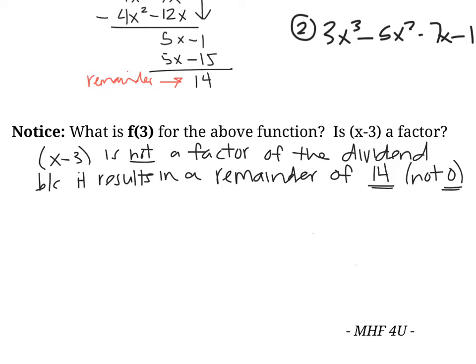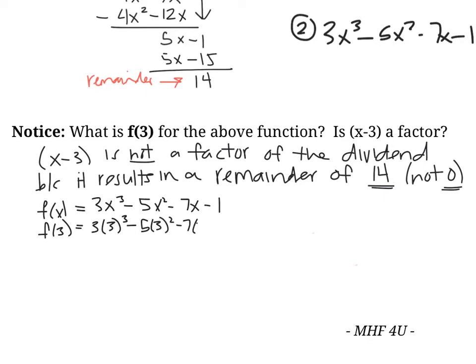So it also asks us to find f at 3. So the question is not really clear, but let's define f at x as the dividend. So that's what we're talking about here. So it's asking us now to find f at 3. So let's just do it. So if f at x is equal to our dividend, and our dividend is 3x to the power of 3 minus 5x squared minus 7x minus 1, let's go ahead and find f at 3. So 3 times 3 to the power of 3 minus 5 times 3 squared minus 7 times 3 minus 1.